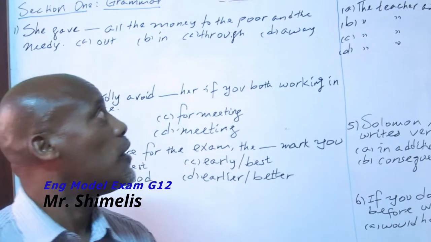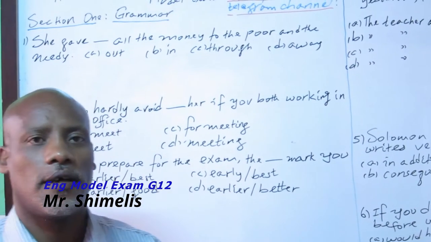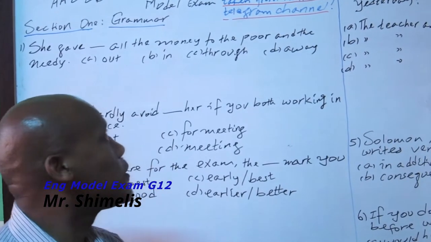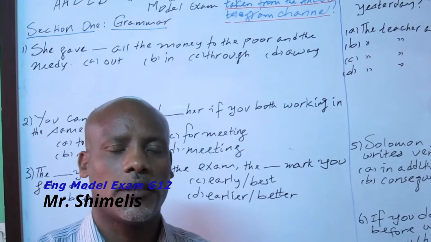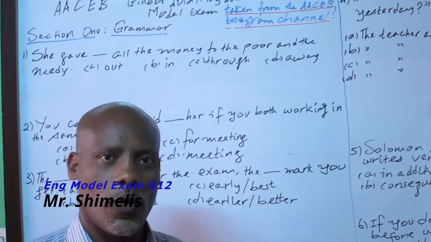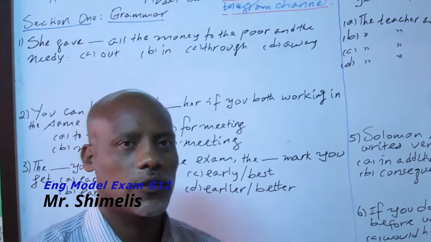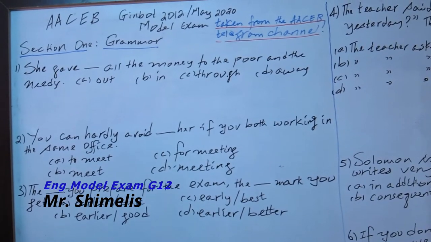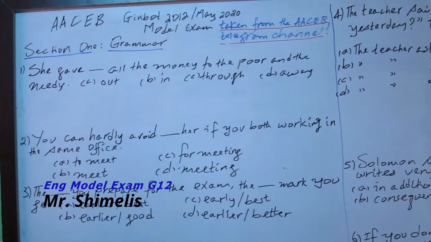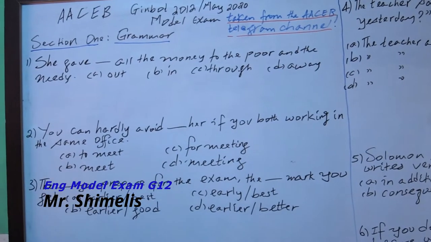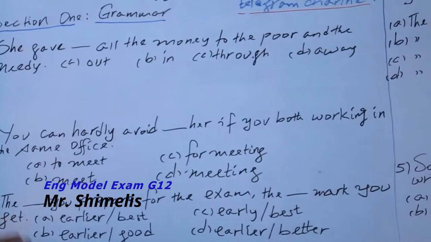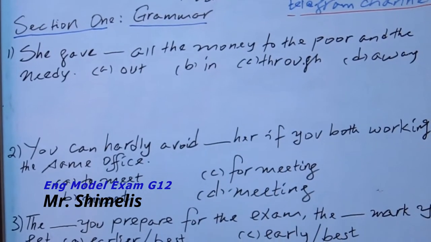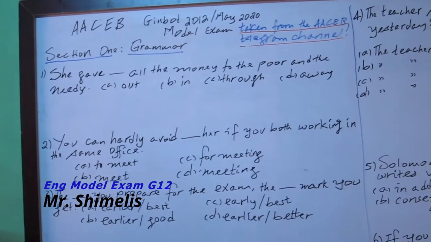Instructor English teacher. Today we're going to see a model exam taken from the Addis Ababa City Educational Bureau Telegram channel. I'm going to go through all the questions starting from the first section, grammar section one. As you can see, section one is grammar. We will proceed to the other sections next time, but for today, from section one, I have taken the first six questions for the first round, and we'll proceed to the other questions.